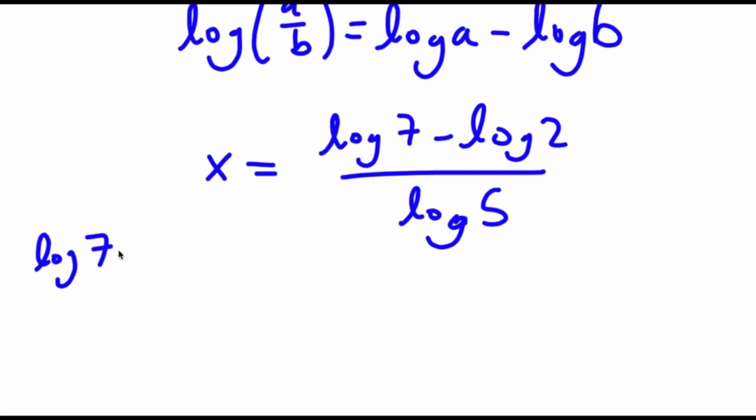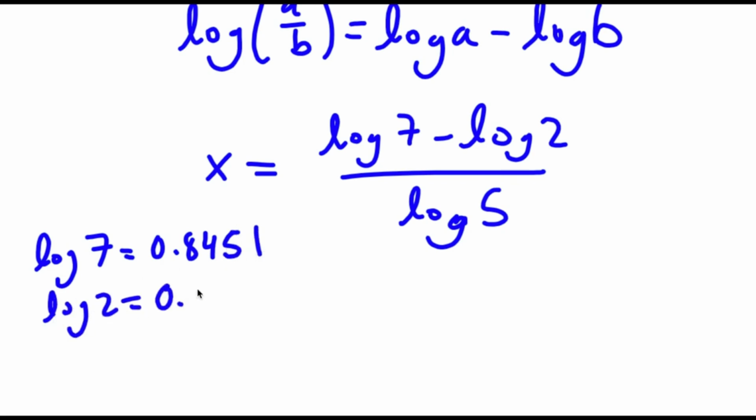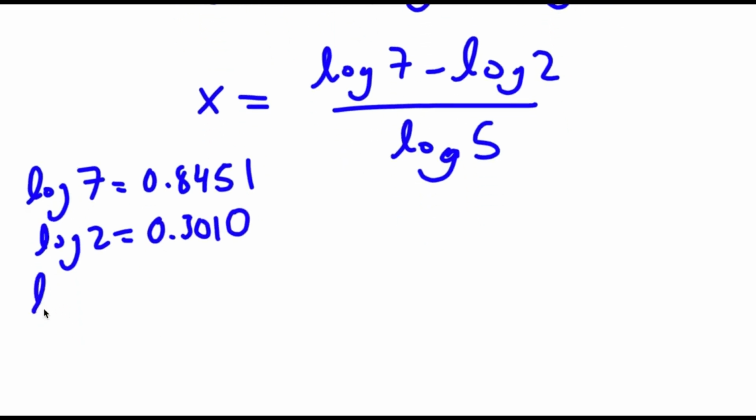So log 7 is equal to 0.8451. Log 2 is equal to 0.3010. And log 5 is equal to 0.6990.